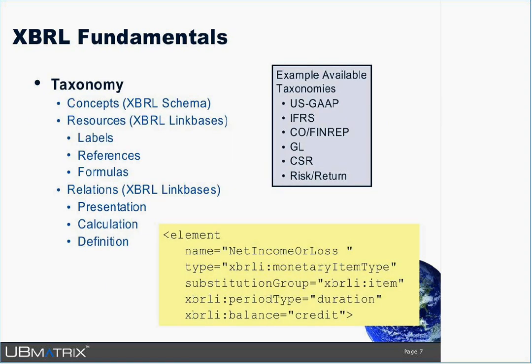So here's an example of what the inside of an instance document might look like. You see there's something that's called GAAP, and that's actually the namespace of the taxonomy. There's a concept, which is net income or loss. There's a context that says this is for a given period, units, and then there's the actual value.